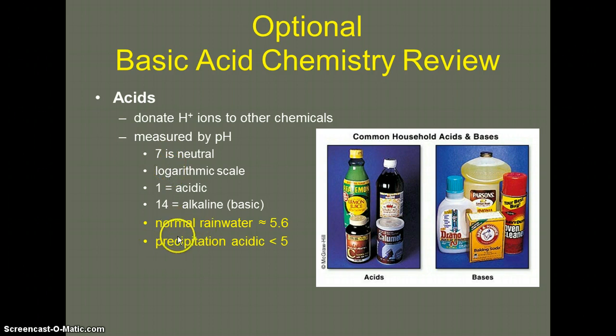This is the one thing from this slide you definitely probably want to write down: normal rainwater is about 5.6. It's not our normal neutral water amount. And when precipitation is considered acidic, or acid rain, it's usually less than 5. And for a reference point, lemon juice is around 3 or so, right? So this is not super acidic.